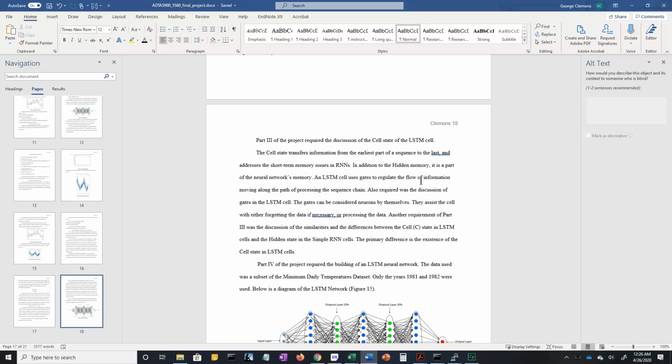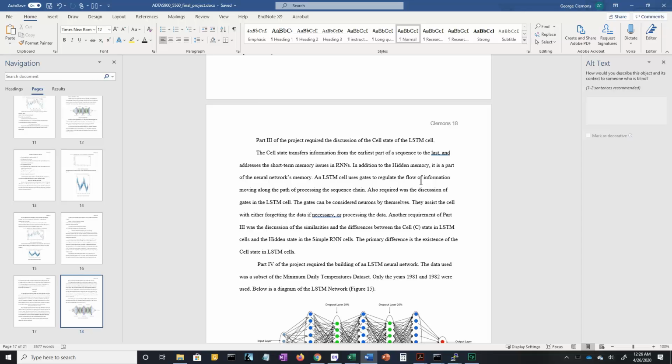In addition to hidden memory, it is a part of the neural network's memory. An LSTM cell uses gates to regulate the flow of information moving along the path of processing the sequence chain. Also required was the discussion of gates in the LSTM cell. The gates can be considered neurons by themselves. They assist the cell with either forgetting the data if necessary or processing the data.